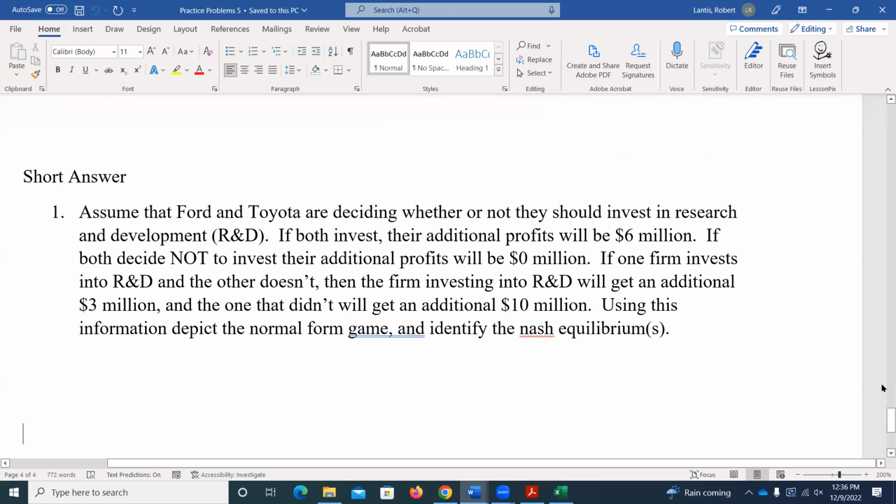Why put all the money in research and development themselves, right? But if they're making these decisions simultaneously, they're not really sure which one of these we're going to end up with. But over time, we're going to end up in a scenario where one of these companies is spending money on research and development, the other's not. There's no incentive to deviate from that.